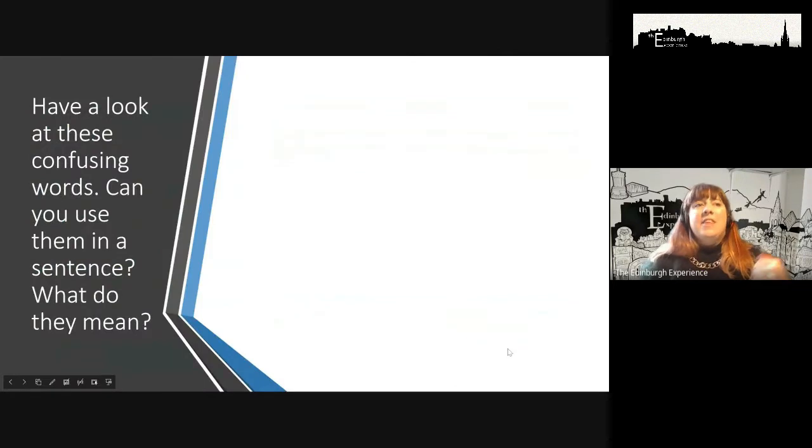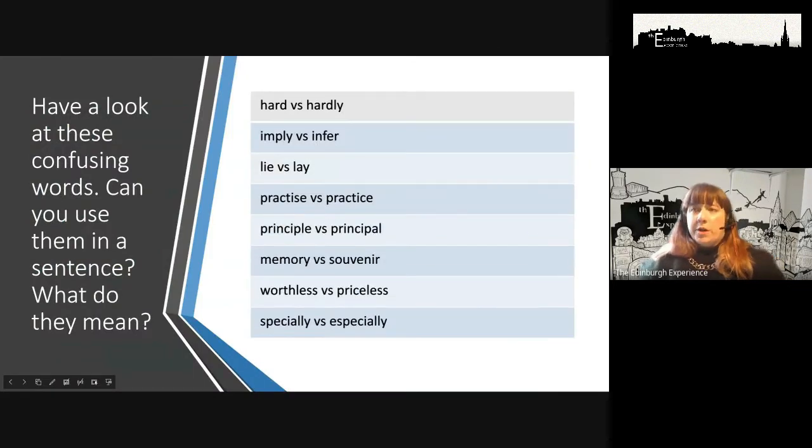So these are the words that we're going to be talking about today and discussing the differences between. Just have a quick look at those words. Think about if you could use them in a sentence. Think about what you think they mean.